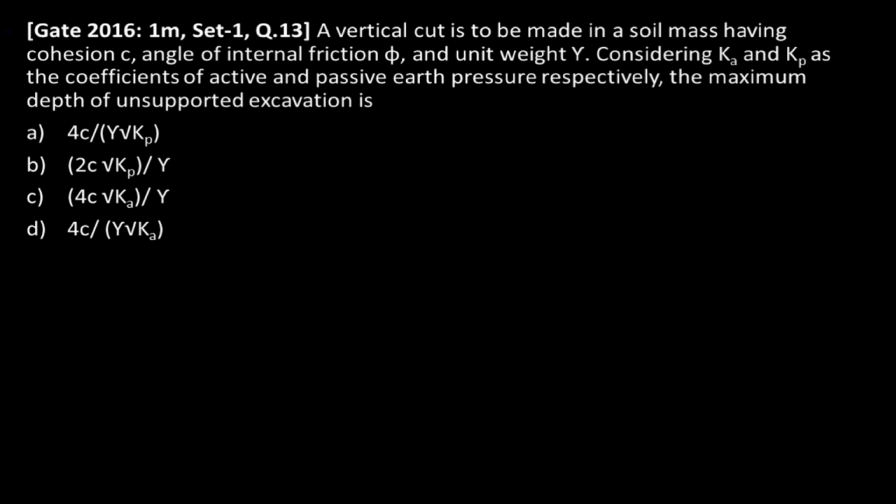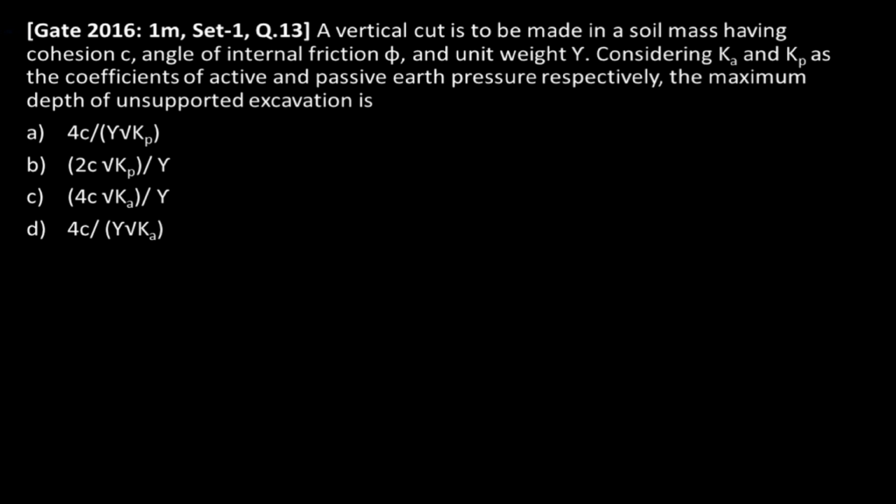In this question, they have asked that a vertical cut is to be made in a soil mass having cohesion. They have given the angle of internal friction and unit weight. Also, they have given the active earth pressure and passive earth pressure. They have asked us to find the maximum depth of unsupported excavation.